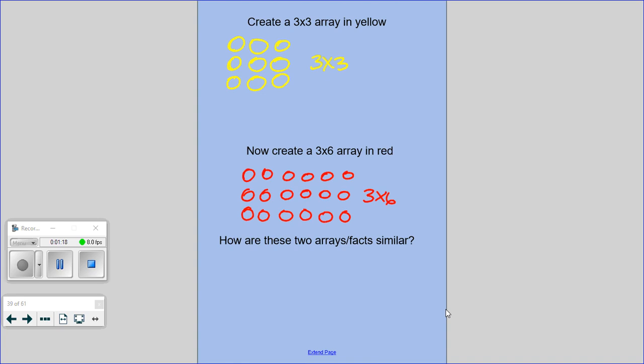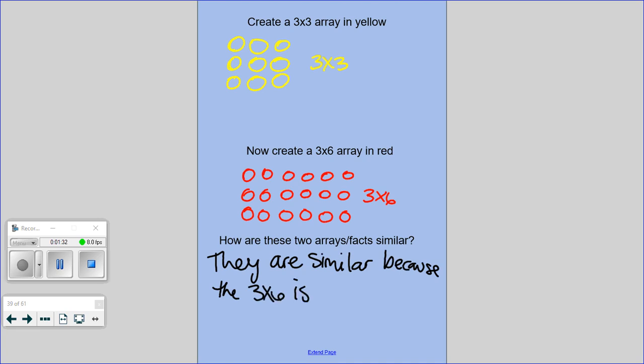Beautiful. They are similar because the 3 by 6 is made of 2 3 by 3s. I love that. If you pick up my 3 by 3 and you double it, it will go 2 times on my 3 by 6. I'm writing, therefore you should be writing.